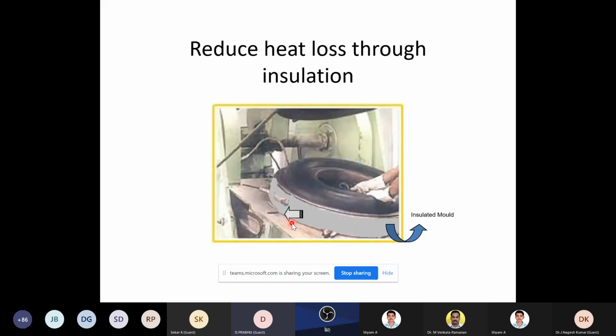After insulation, the temperature was only 40 degrees. They were able to save about 5% on the fuel.